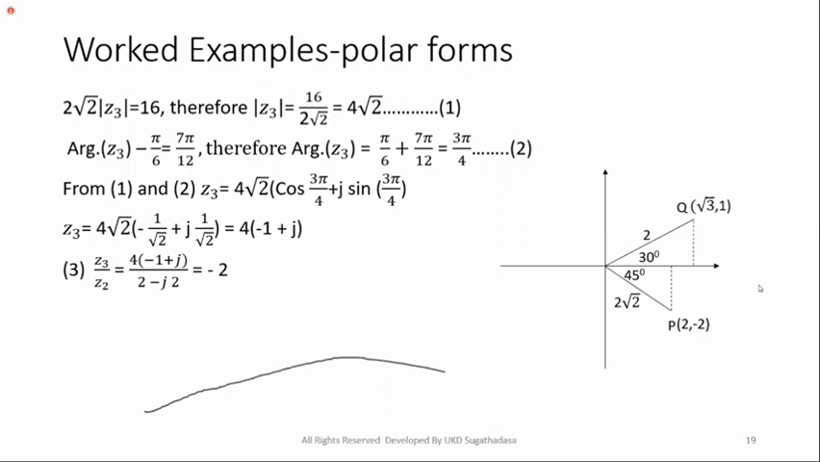So finally, if you simplify, you get 4 times (minus 1 plus j), because square root 2 has been cancelled. Then finally, the third part: if you simplify Z3 by Z2, finally you get the answer minus 2, right?